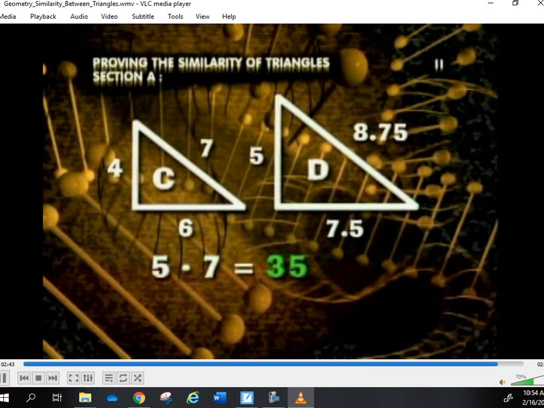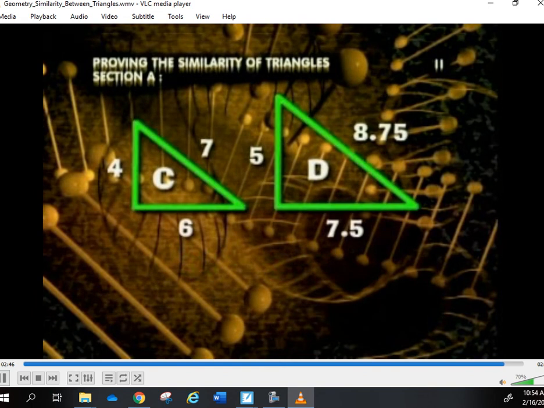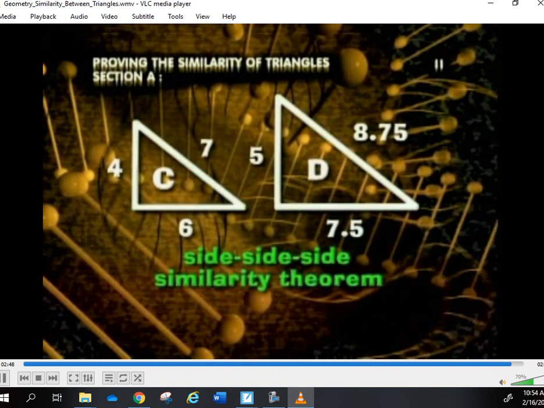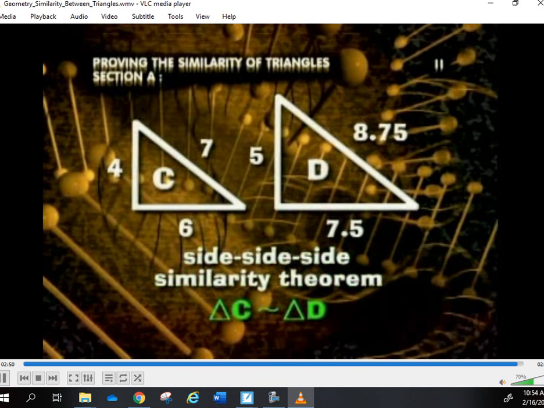It's not the best way. I like writing the proportion differently on this one. I would not write down that note about the side-side-side similarity theorem. The sides still all have to be in proportion, but I don't like how they put the proportion up there.